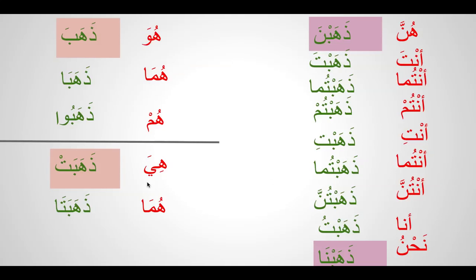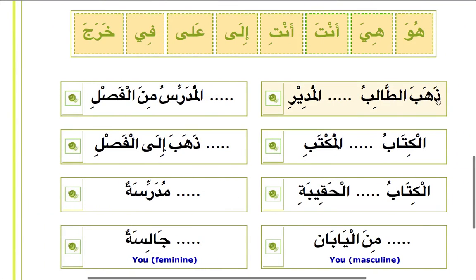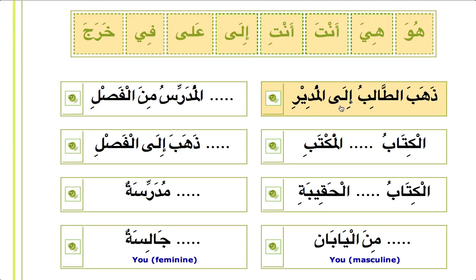Let's do some example. ذهب الطالب, the student. If you see here, the fa'il is طالب. ذهب means it's in a pure form huwa. So huwa represents here طالب. So we say طالب is a fa'il. And what do we have? Which preposition do we use? ذهب always comes with إلى. So we use إلى. إلى المدير.